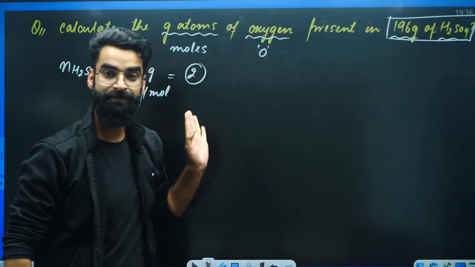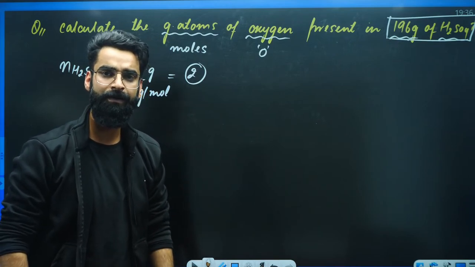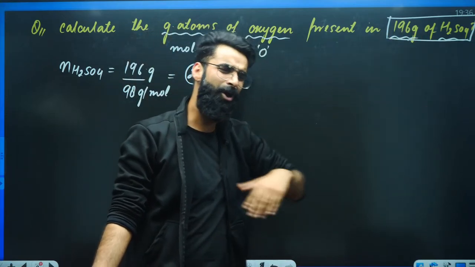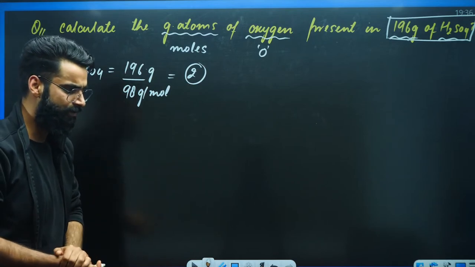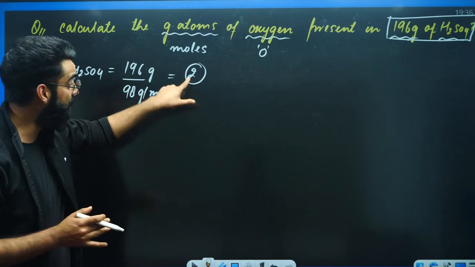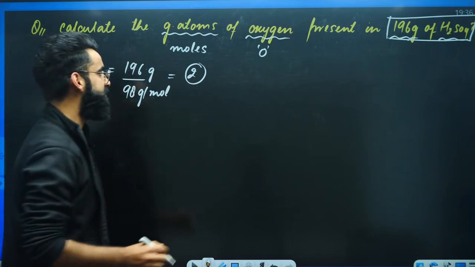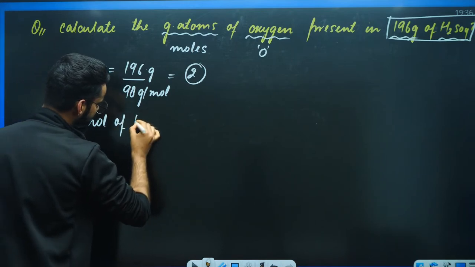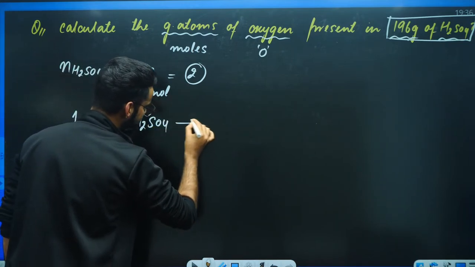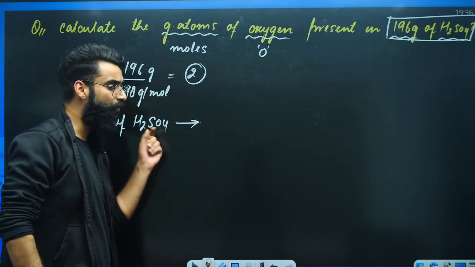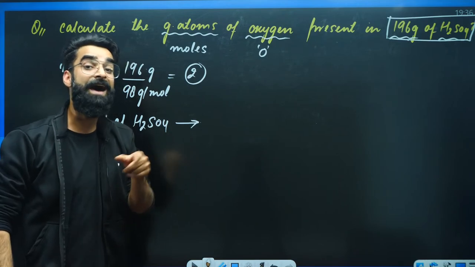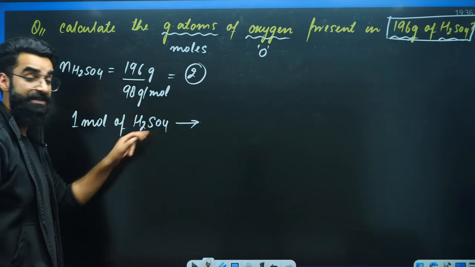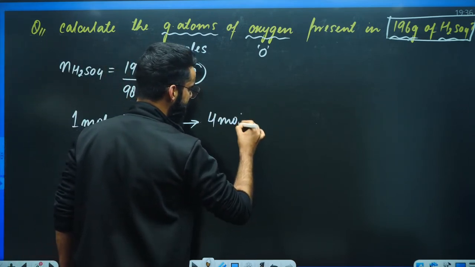That is my first step always. So how many moles of H2SO4 do we have? You can categorically say, either that we have got 196 grams of H2SO4, or that we have got 2 moles of H2SO4. The choice is all yours. So basically we are given 2 moles of H2SO4. Now dear students, you tell me. If I write a statement, 1 mole of H2SO4 contains how many gram atoms of oxygen? How many moles of O? I can say 1 mole of H2SO4 contains 4 moles of O.